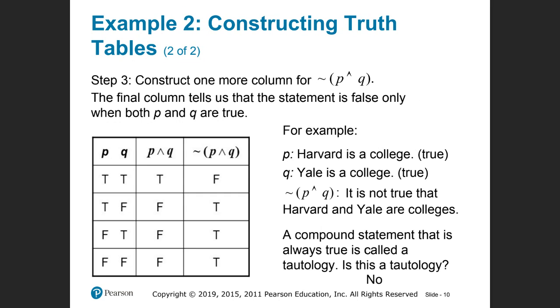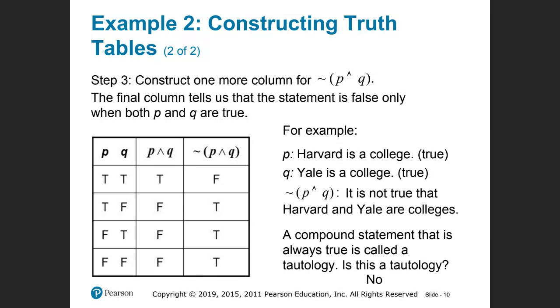Now we want to construct one more column that shows not P and Q. So not P and Q would be the opposite of P and Q. So this tells us that the statement is false only when both P and Q are true. So that would be this first one. All the remaining ones are true.